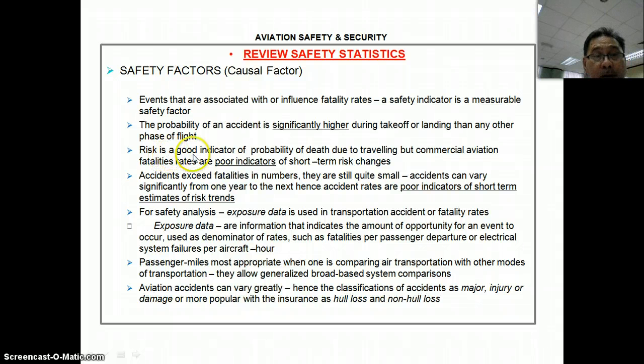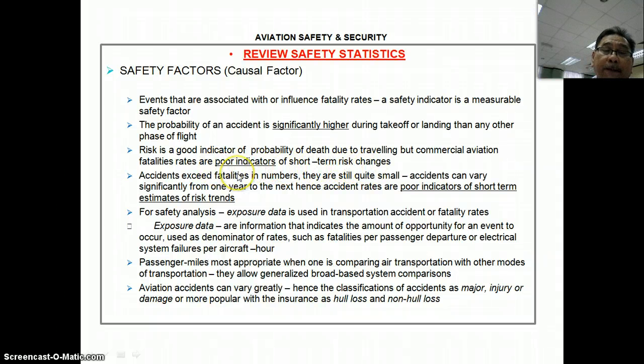As I mentioned to you the other day, based on the percentages of accidents over the years, accidents are significantly higher during takeoff or landing. Now, risk is also a good indicator of probability of death due to traveling, but commercial aviation fatality rates are poor indicators of short-term risk changes.